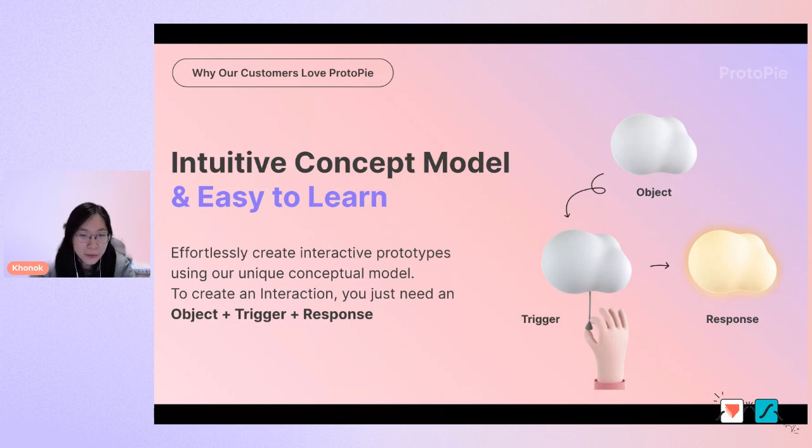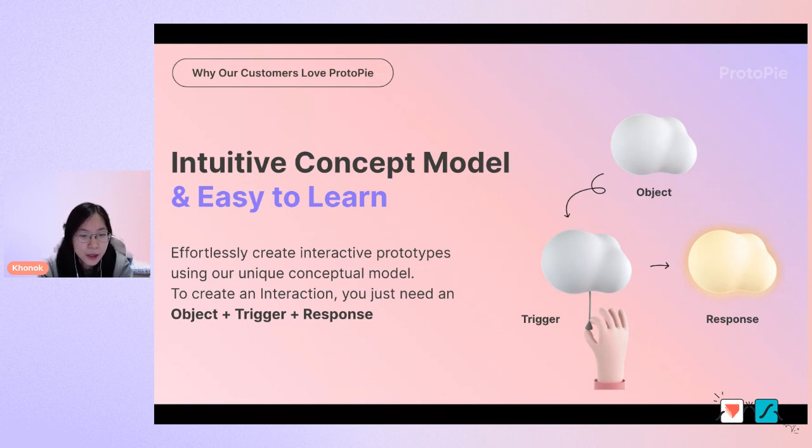So what exactly is this model? Let's just take a look at this illustration on the right-hand side. There is a lamp on the screen. There is a hand pulling the string of this lamp, and the lamp turns on. So this is an example of real-life interaction. So what we are doing here is we try to break down this interaction into three main parts. The first one is an object, which means something you're interacting with. The second one is a trigger, which means how you interact with this object. And lastly, the response. So response means how does this object react to your behavior?